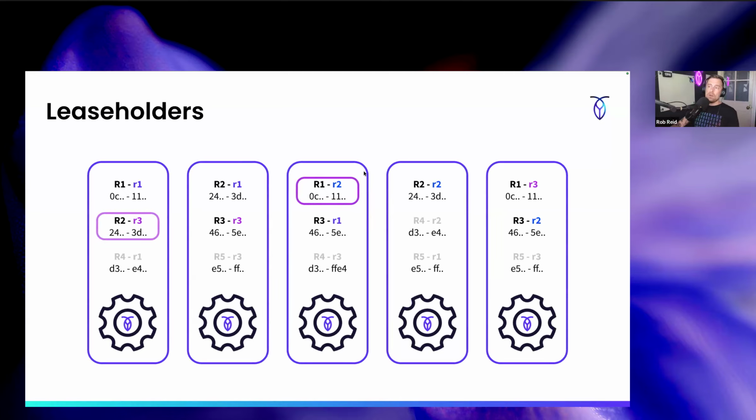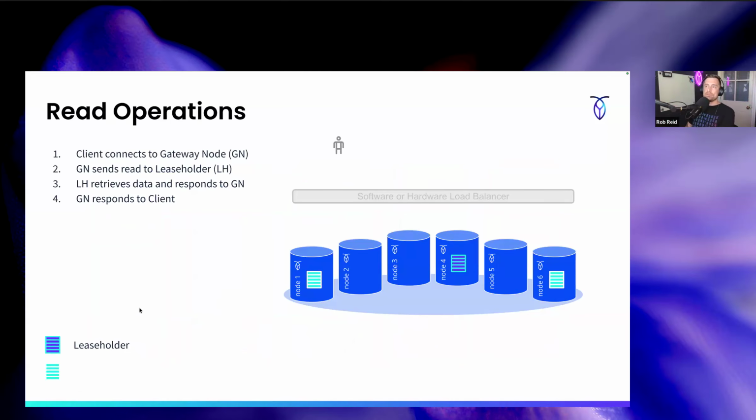So for example, range 1, replica 2 might be the leaseholder for range 1, replica 3 might be the leaseholder for range 2, etc. But there's only one leaseholder, and CockroachDB will make sure that the leaseholders are distributed as wide as possible for maximum throughput. And you'll get multiple leaseholders per node because you'll likely have hundreds or thousands of ranges in your database.